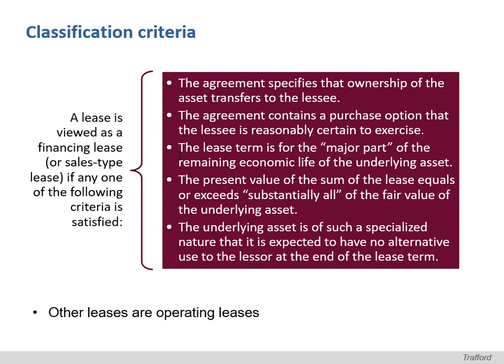The fourth bullet says we have a financing lease if the present value of all of the lease payments equals or exceeds substantially all of the fair value of that asset. Here we'll be defining substantially all. Generally, people interpret that to mean 90% or more of the fair value of the underlying asset.